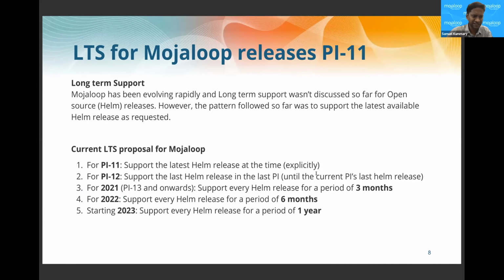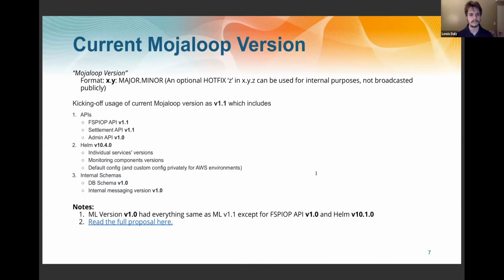We are currently, can you go back, Luis, please? Yeah, it's probably not a surprise, but right now we're in version 1.1 of Mojaloop. It's easy to reference that instead of dealing with a lot of different versions. In turn, this version 1.1 corresponds to all those three things listed there. We have the APIs: the FSP Interoperability API version 1.1, Settlement API v1.1, Admin API v1.0.